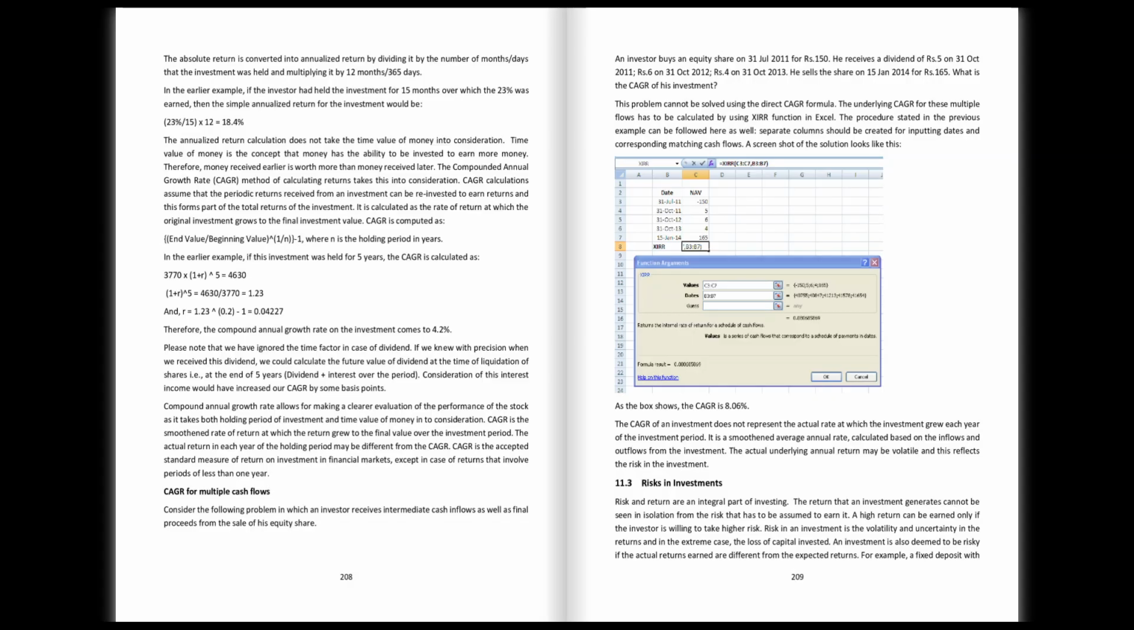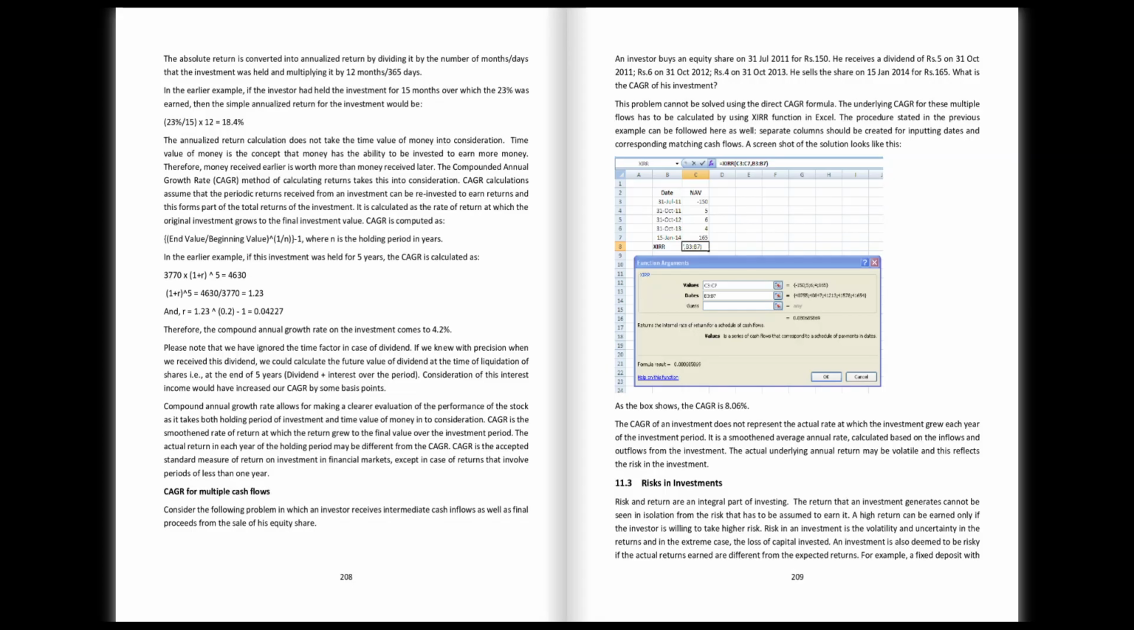CAGR calculations assume that the periodic returns received from an investment can be reinvested to earn returns, and this forms part of the total returns of the investment. It is calculated as the rate of return at which the original investment grows to the final investment value. CAGR is computed as end value divided by beginning value raised to the power 1 by n, minus 1, where n is the holding period in years.